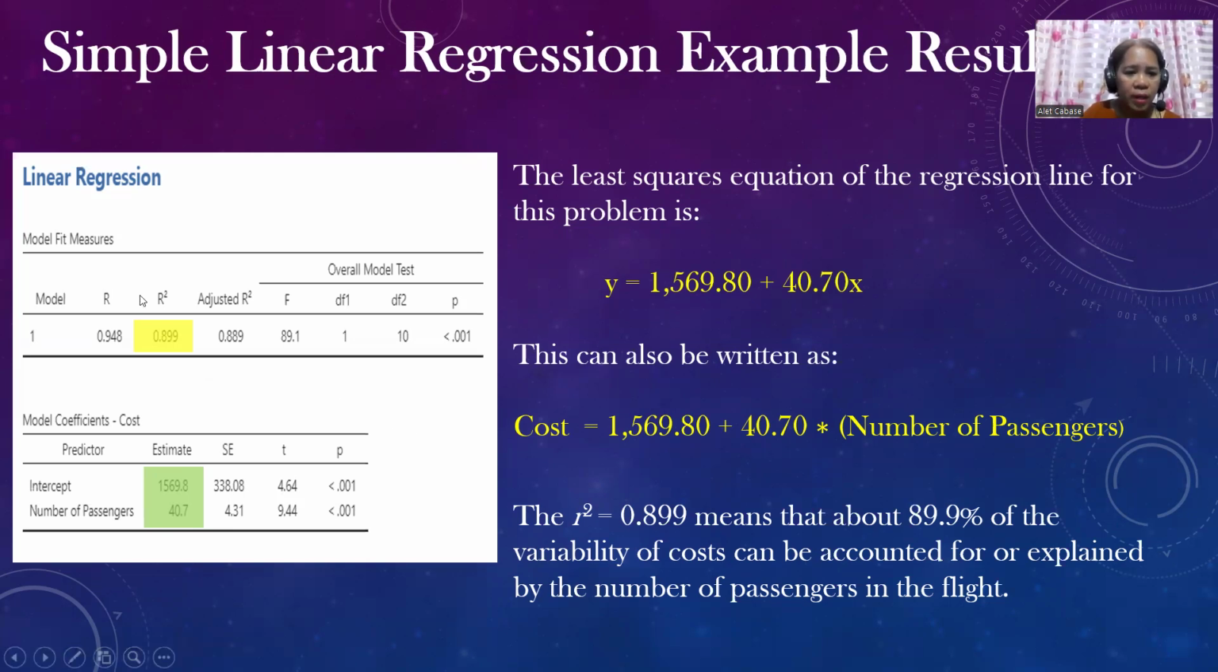And the r squared here, which is 0.899, means that about 89.90% of the variability of costs can be accounted for or explained by the number of passengers in the flight.